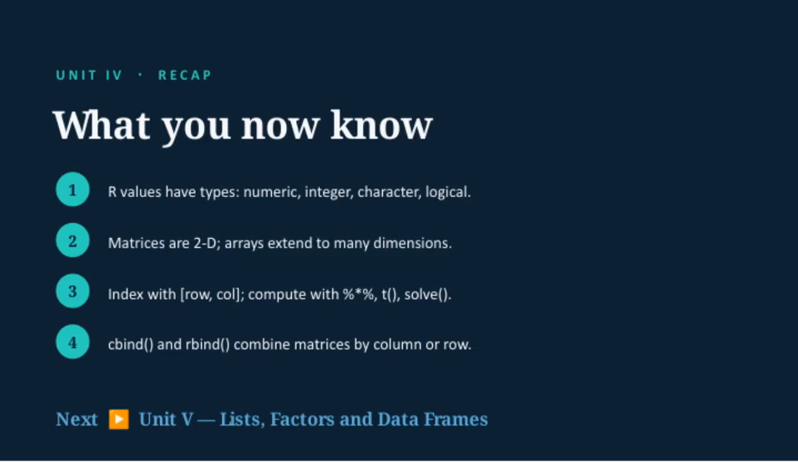That wraps up what we've covered so far in Unit 4. We've looked at how R handles different data types, from numbers to characters. We explored matrices and arrays, and how to combine and manipulate them with functions like cbind and rbind. We also touched on indexing and key operations like matrix multiplication and transposition. Next, we'll dive into lists, factors, and data frames in Unit 5.